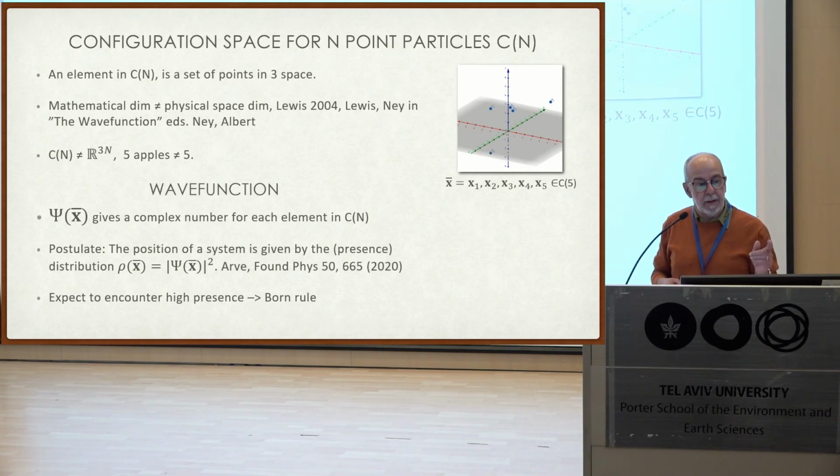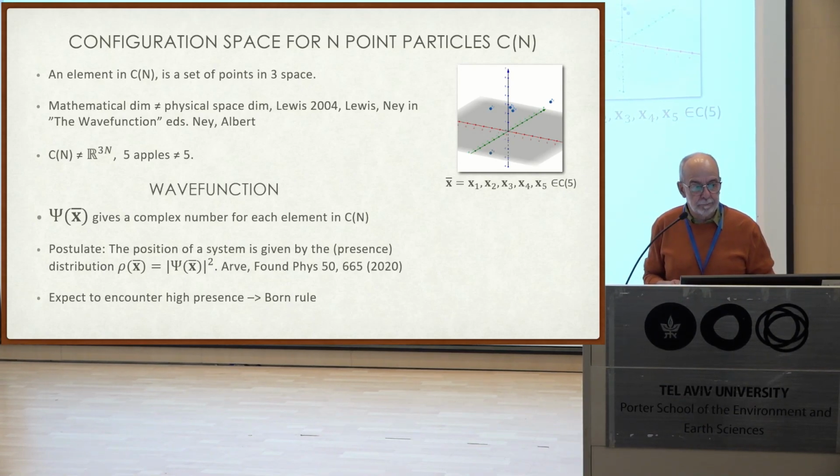I will point out that mathematical dimension is not equal to physical space dimension, which is, of course, obvious if you think of these points here in the figure, that there are point particles there. They're obviously in 3 space, and they have many coordinates altogether. So the mathematical dimension is quite different from the physical space dimension, as Lewis and Ney have discussed in the wave function collection edited by Ney and Albert.